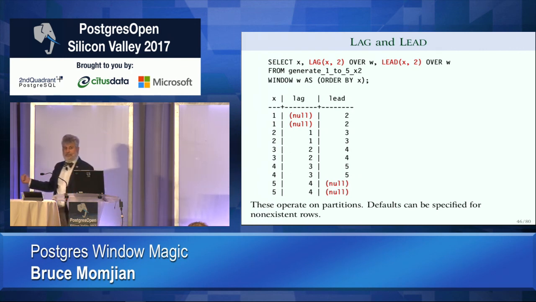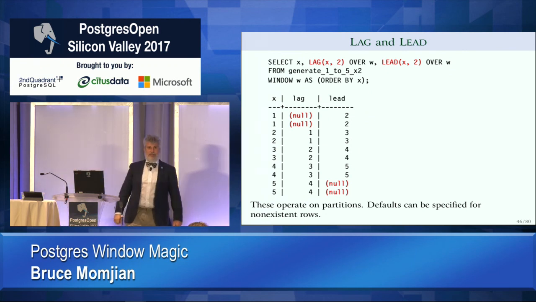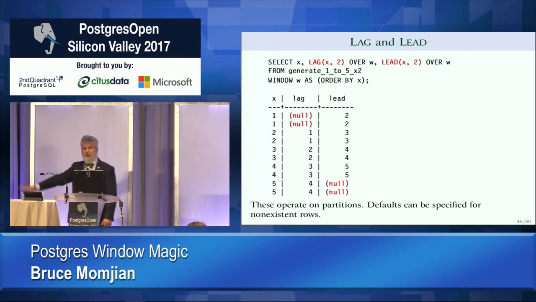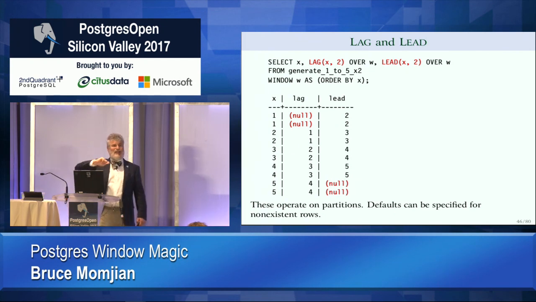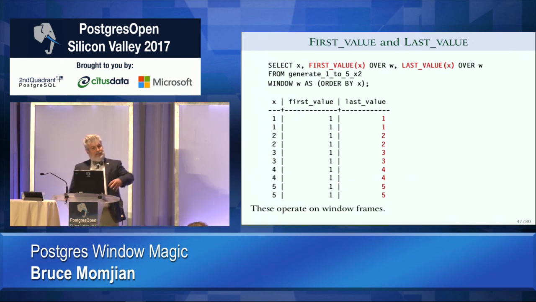All right. Take a look at the bottom. These operate on partitions. Doesn't matter what your frame clause is. Doesn't matter whether you're in rows mode or range mode. It's going to go back 2 rows in your partition, but it's not going to go across or outside your partition. And you can also specify defaults for non-existent rows so they don't come out as null if that's important to you.